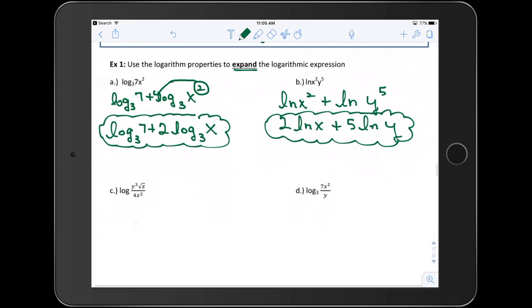So this one, letter C, gets a little bit more complicated, because here you have multiplication up here, you also have a square root, and then down here you have multiplication and a square, and then you also have division. So usually what students ask is, okay, what do I do first? Well, I will just say this. The first thing you want to do is always the product and the quotient properties. You want to do the power properties last.